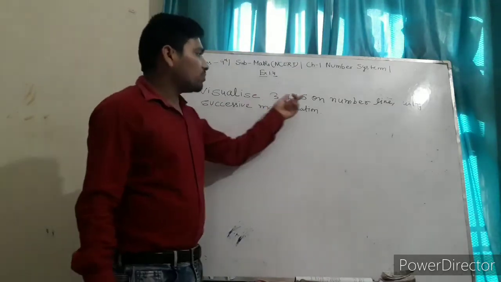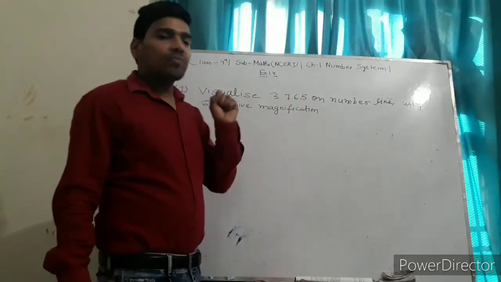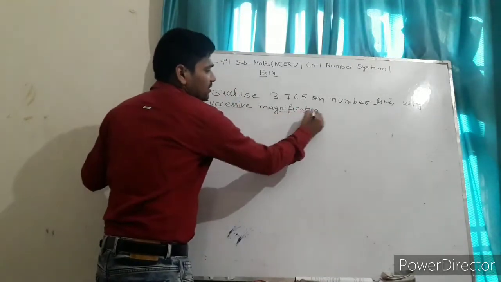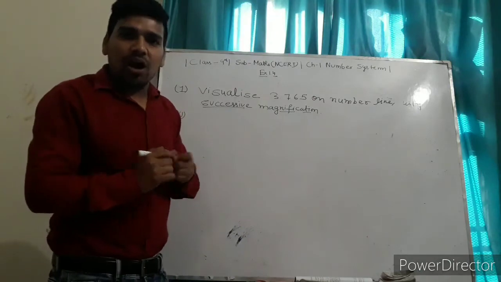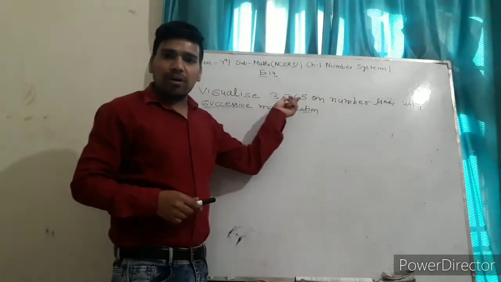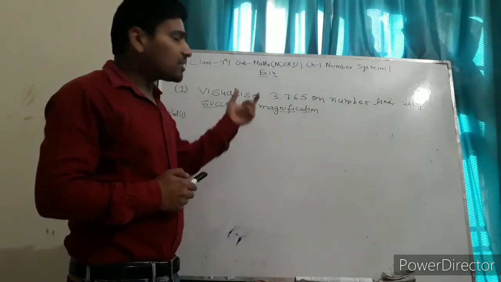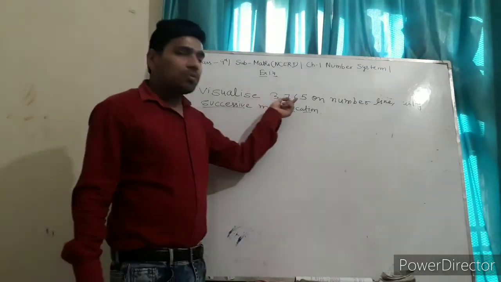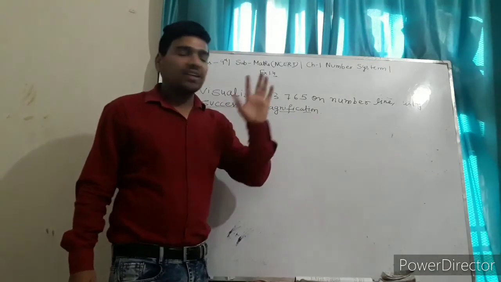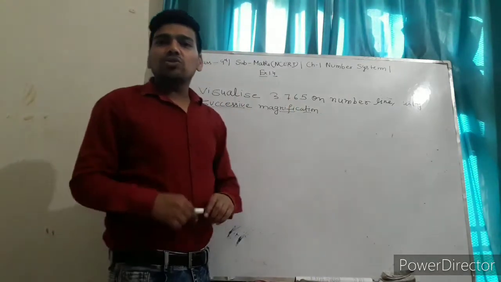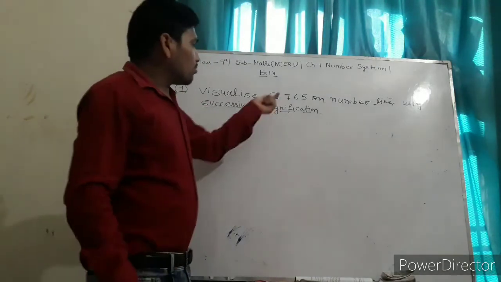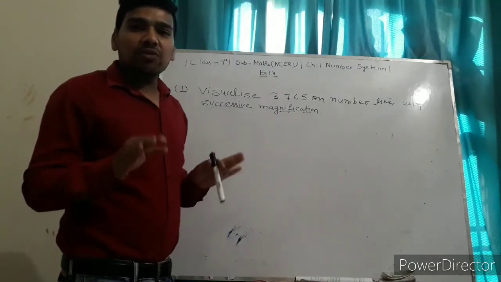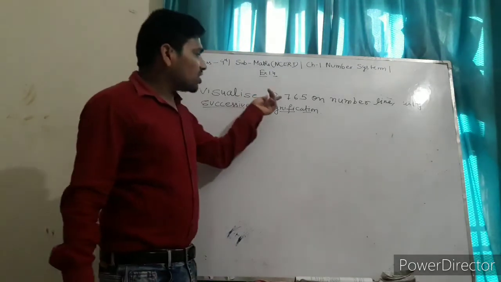You have to visualize 3.765, but by which method? This is the successive magnification. So I am going to tell you how to visualize this number. This is a rational number in decimal form. Definitely this number is more than 3 and less than 4, so it will lie between 3 and 4.